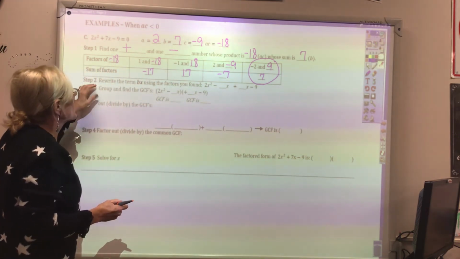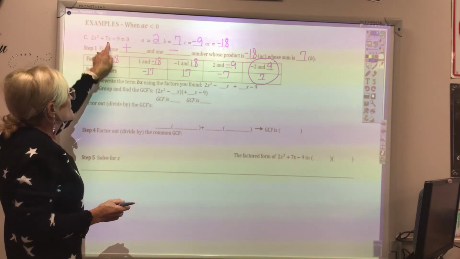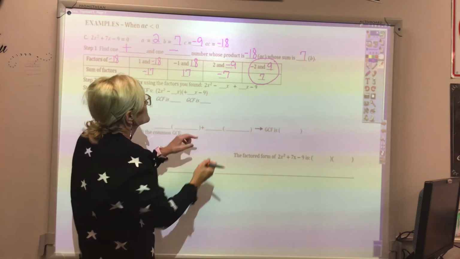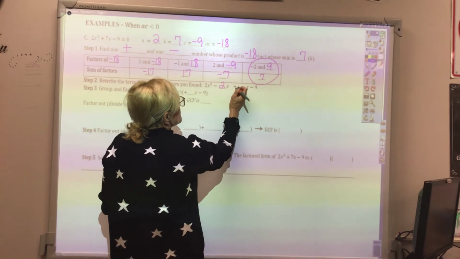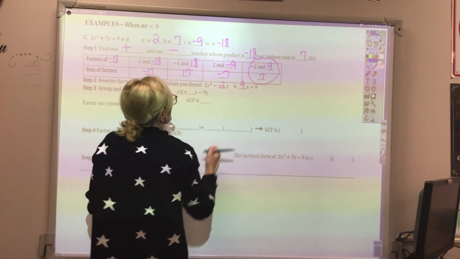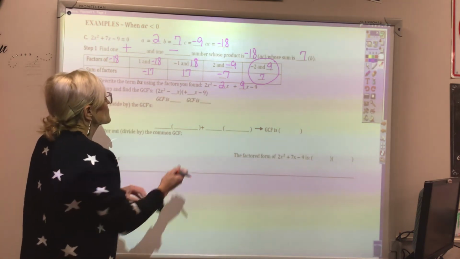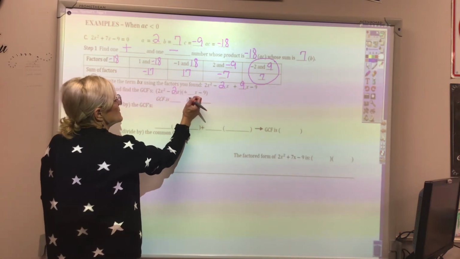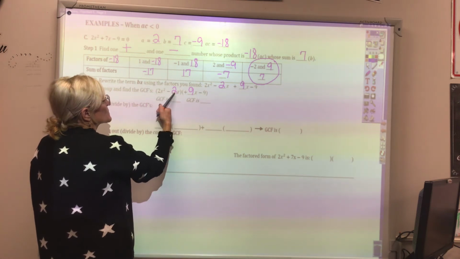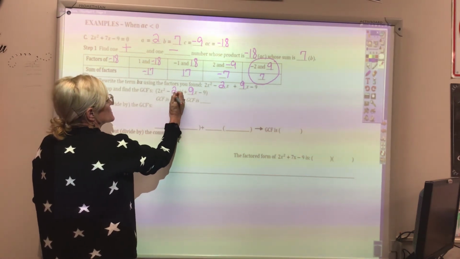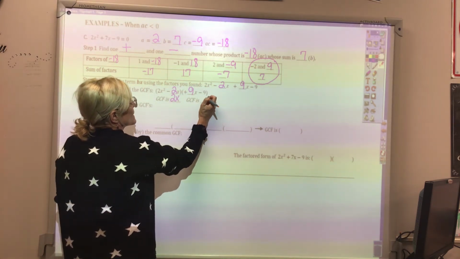So our second step would be to rewrite the term Bx, which was 7x, using the factors we just found. So notice we have a minus here, so let's stick the 2 first. And then we have a plus, so let's stick the 9 second. We're going to group and find the greatest common factors. So we're going to fill in a 2 and a 9. The greatest common factor between 2x squared and 2x is 2x. The greatest common factor between 9x and negative 9 is 9.